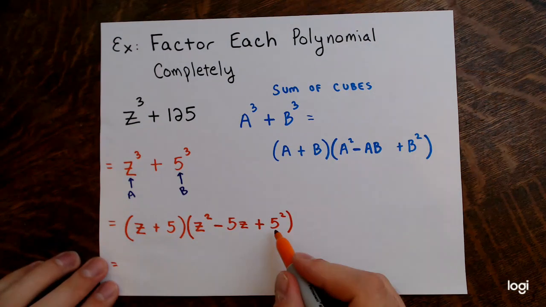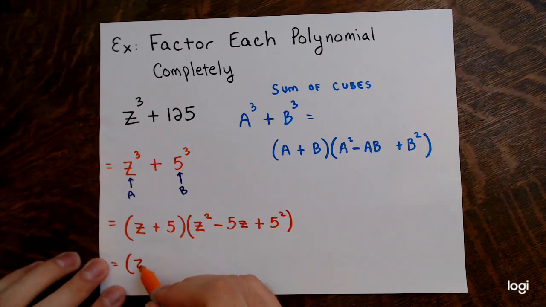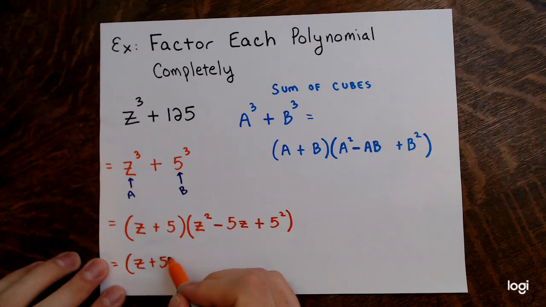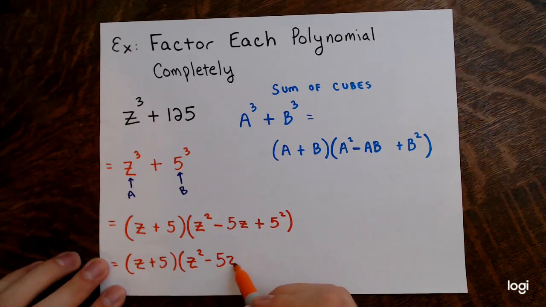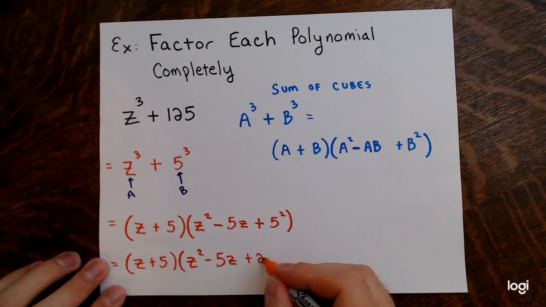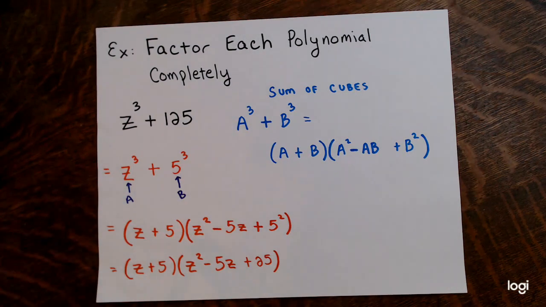And I'm going to simplify further. 5 squared, 5 times 5 is 25. So this is z plus 5 multiplied by z squared minus 5z plus 25. And there you go. And do say factor completely, so you might want to check this one.